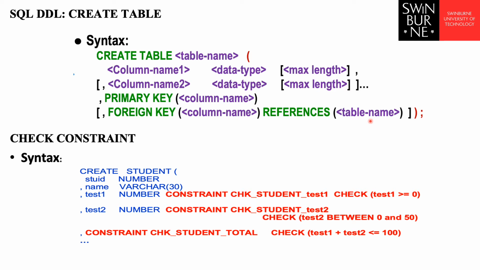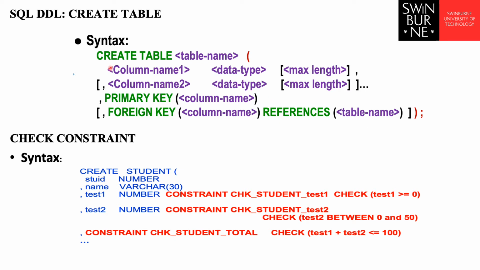Okay, now let's move to the constraint. So what is constraint and what are the most common uses of constraint in SQL? Well, constraint is used to set the rule and condition for the data in the table. It could be used in the create table statement or after the alter table statement. And the most commonly used constraints are not null constraint, unique constraint, primary key constraint, and check constraint.